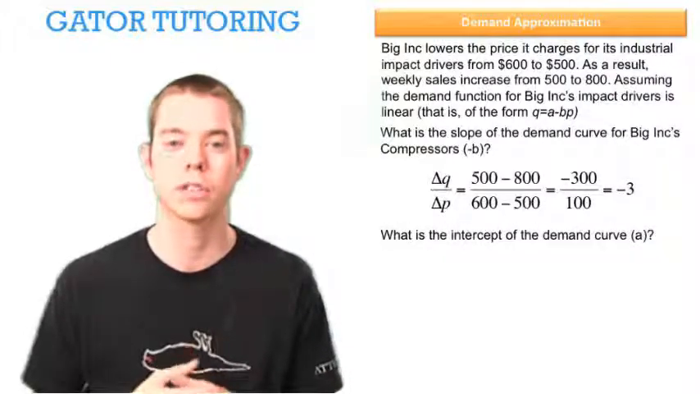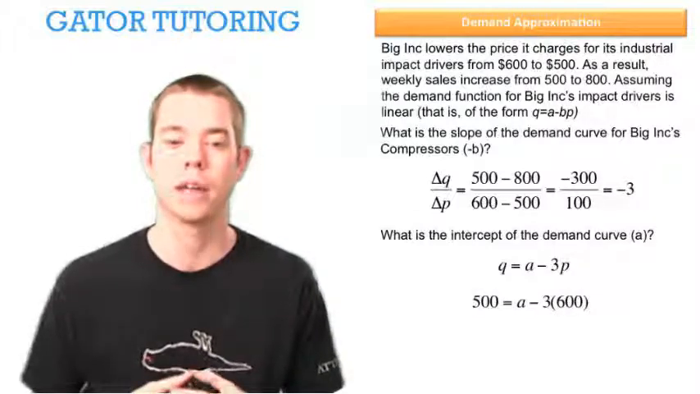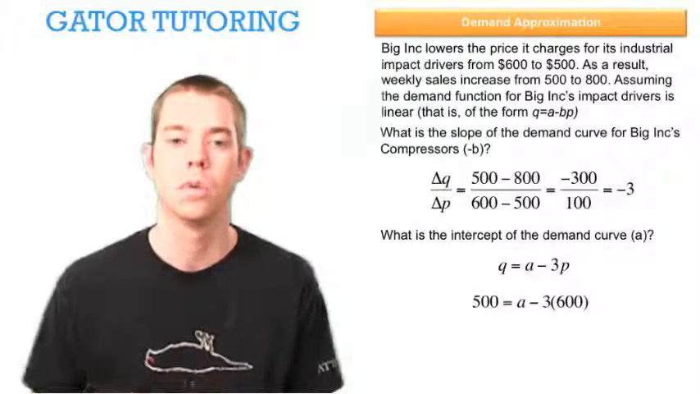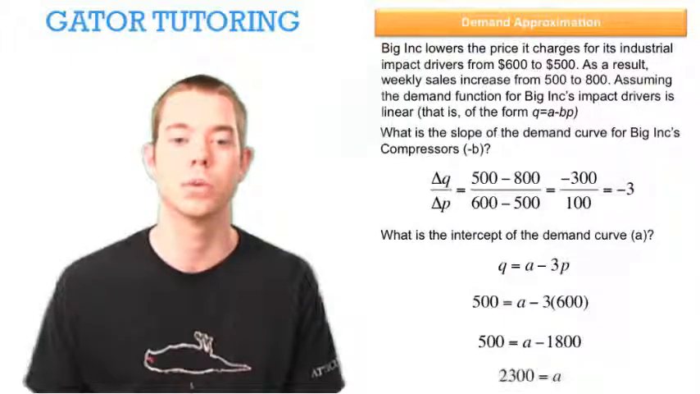The next question asks, what is the intercept of the demand curve, A? Well, we know our line looks like this so far, Q equals A minus 3P. We can plug in either point to solve for A. Let's choose the first point at a quantity of 500 units and a price of $600. We do the algebra and we see that our A-intercept in this case is equal to 2300.